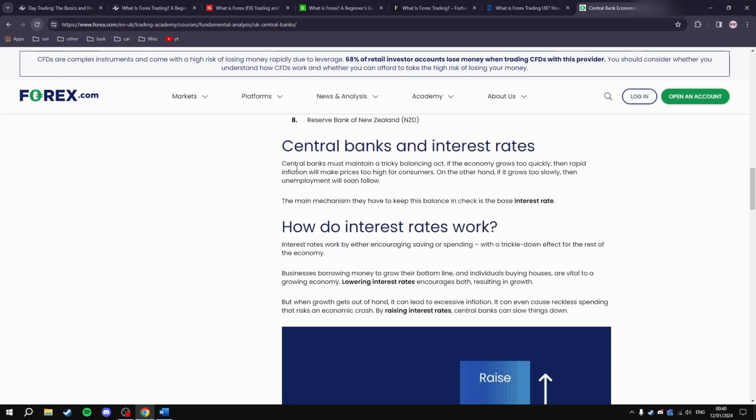Central banks and interest rates. Central banks must maintain a tricky balancing act. If the economy grows too quickly, then rapid inflation will make prices too high for consumers. On the other hand, if it grows too slowly, then unemployment will soon follow. The main mechanism to keep this balance in check is the base interest rate.